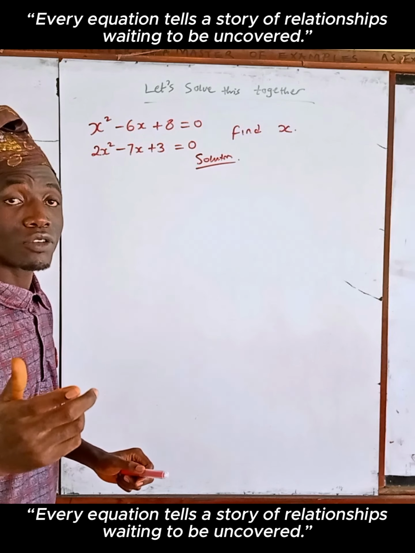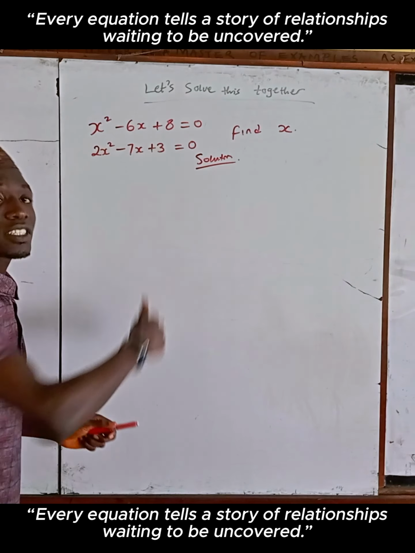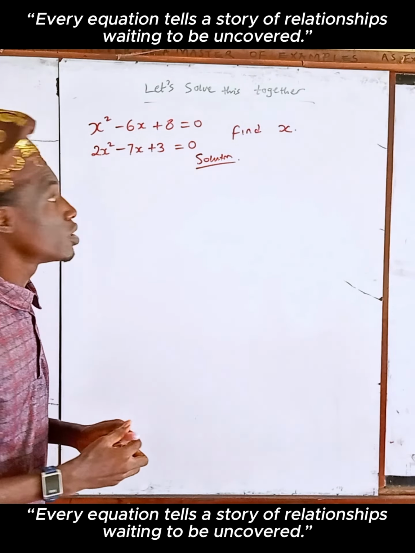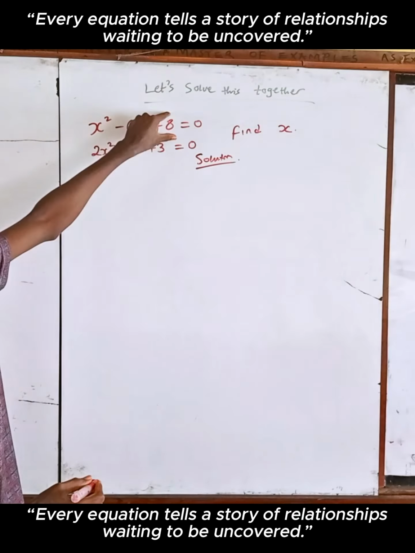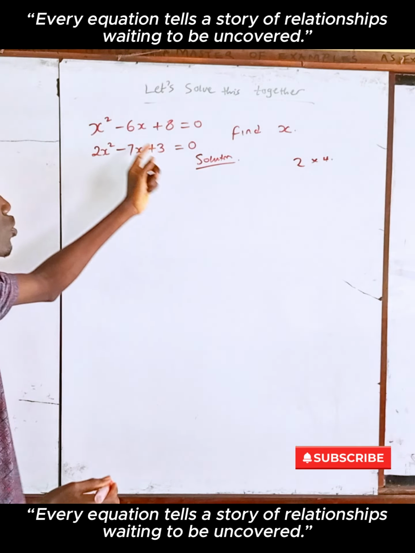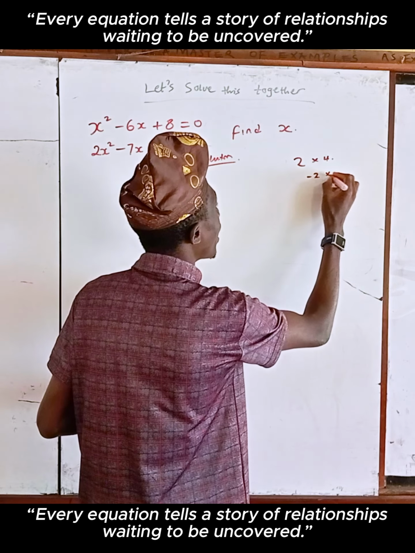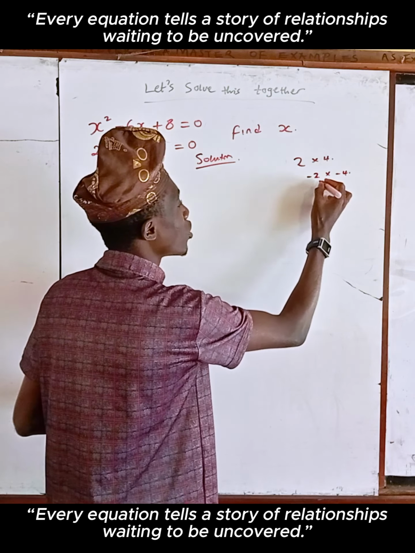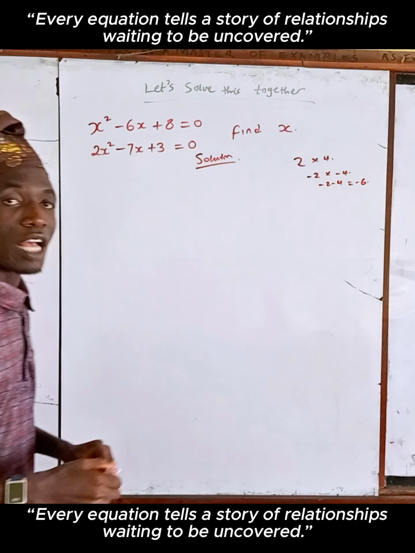If you are conversant with the factorization method, you will see that this first equation is just straightforward. Take for instance, what are those two numbers? If you multiply them together, you are going to get 8. That is 2 and 4. And if you add them together, what are you going to have? This is negative. That means my roots are what? Minus 2 and minus 4, because if I add them together, I'm going to get minus 6. Are you getting my point?